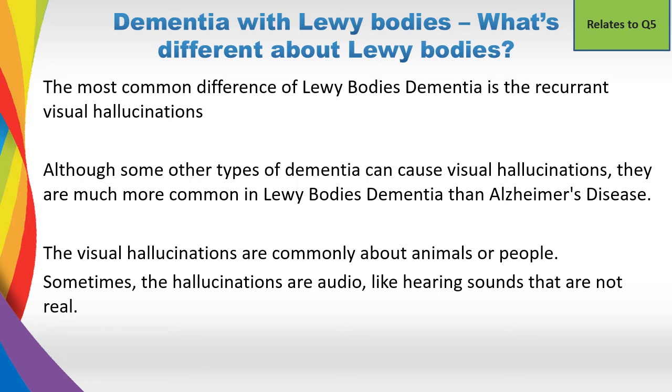Sometimes the hallucinations are not actually visual. They can sometimes be audio, like hearing sounds that are not real. So perhaps hearing somebody talk to them, or hearing somebody screaming and shouting at them, or hearing animal noises as well. There have been reports as well about hearing music.